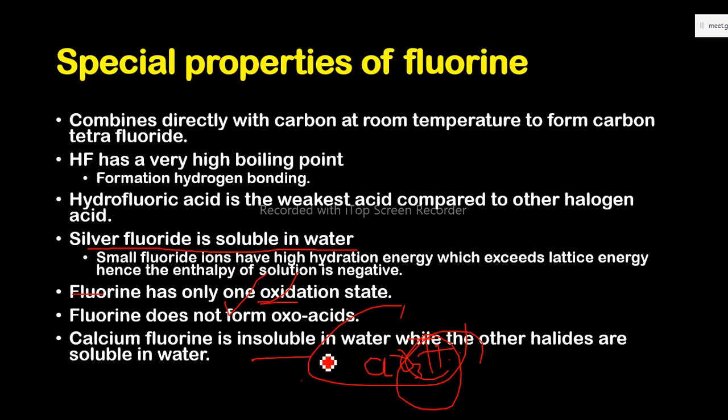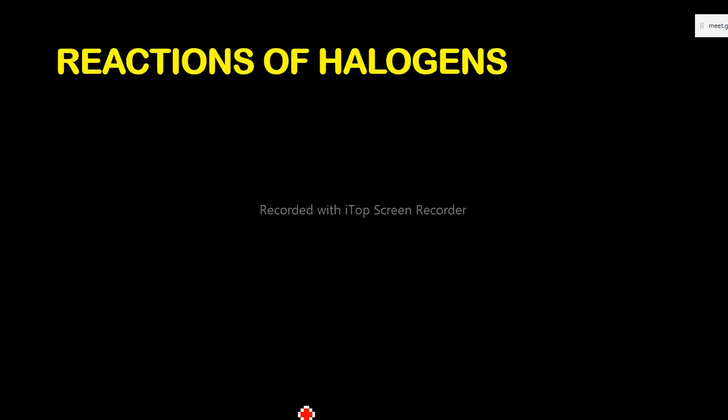Calcium fluoride is insoluble in water, whereas other halides of calcium are soluble in water. And basically that's fluorine. For those who have been asking why fluorine, why fluorine, you now have the answers. You now have the reasons. You now know why the chemistry of fluorine requires enough attention.